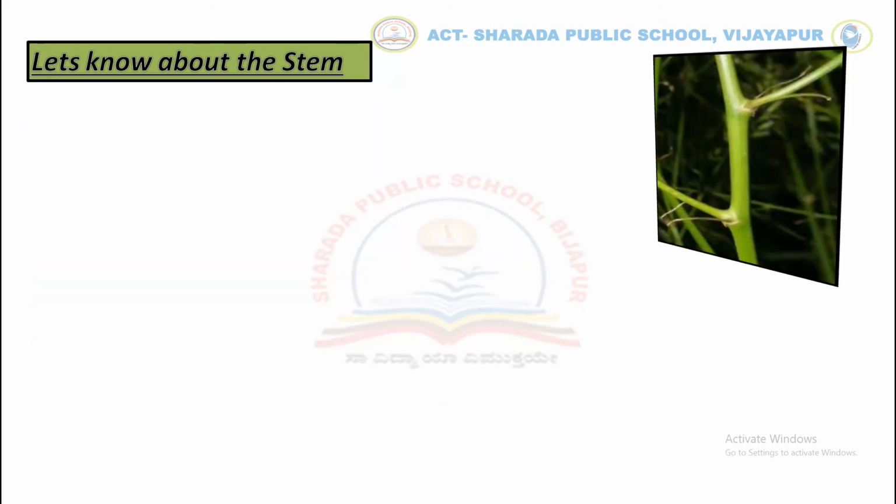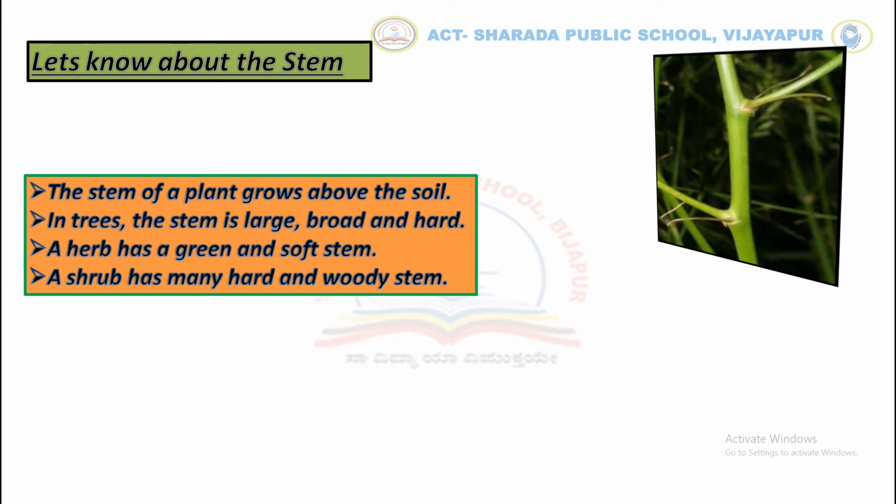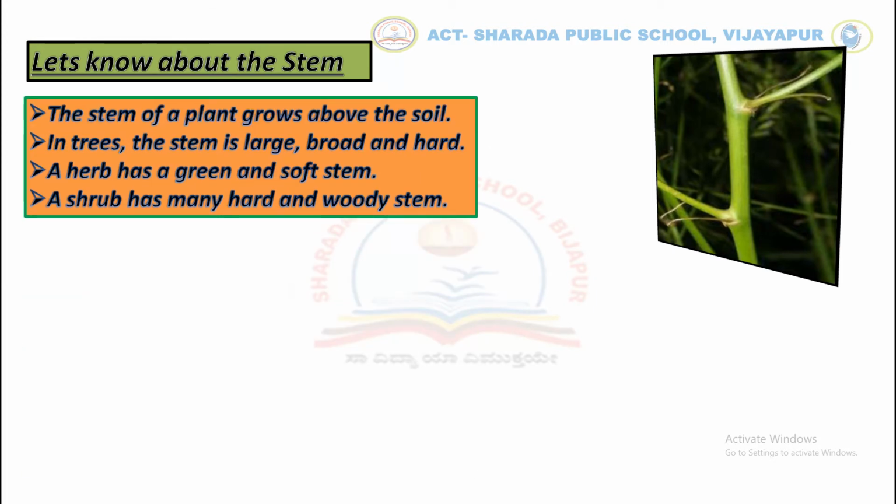Let's know about the stem. The stem of a plant grows above the soil. In trees, the stem is large, broad and hard. A herb has a green and soft stem. A shrub has many hard and woody stems.